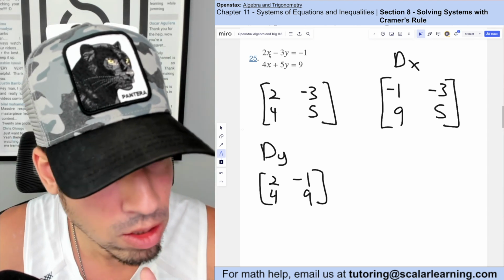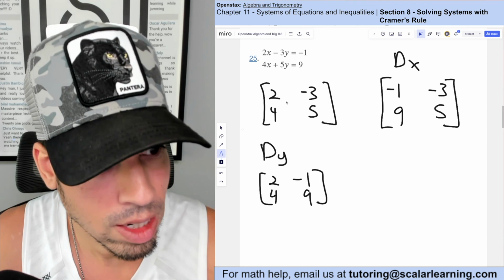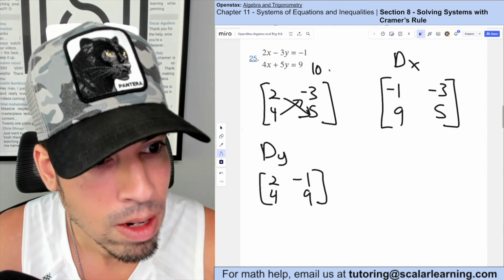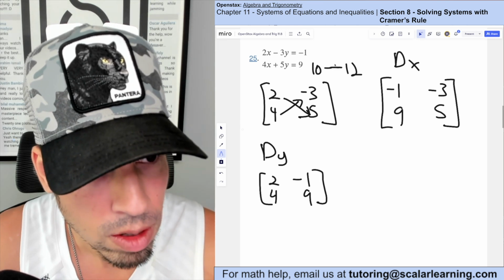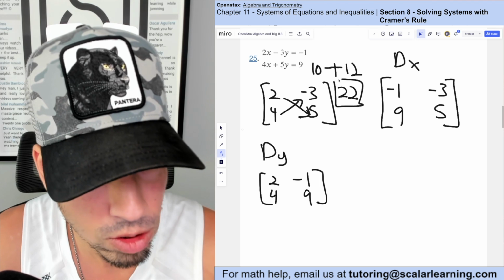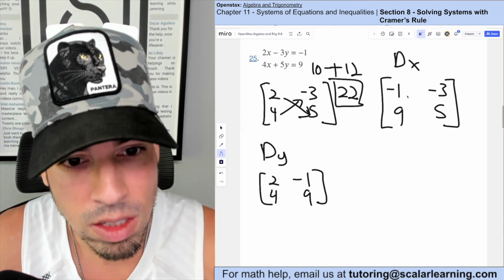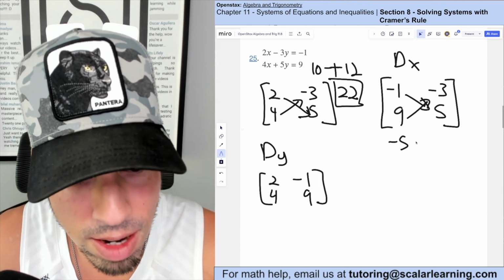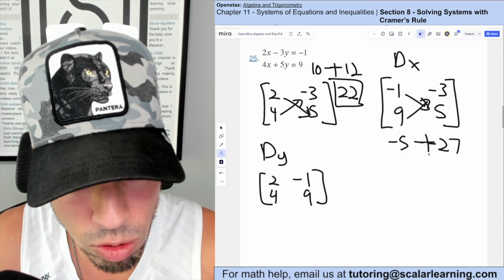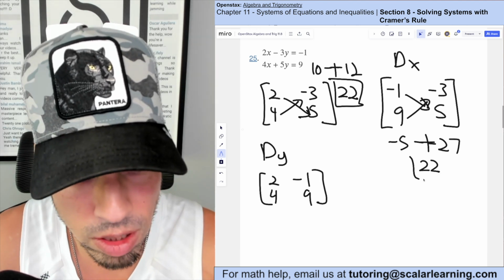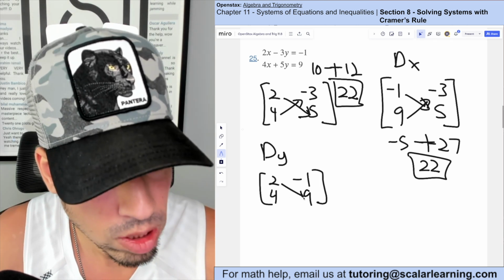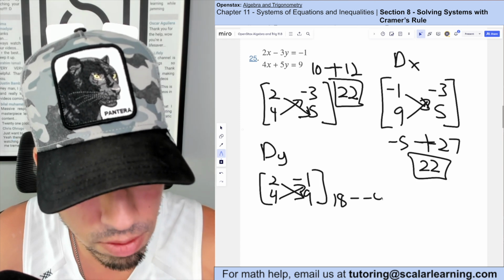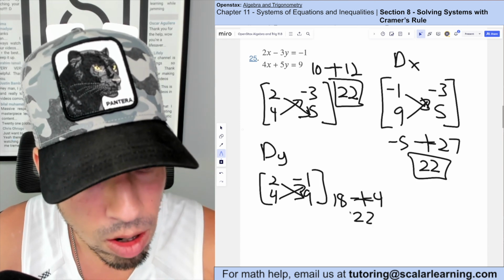So we got the main determinant of these coefficients. Again, it's going to be 2 times 5 minus 4 times -3. So it's going to be 10 minus -12, which gives us 22. So this is that determinant. Then this one is going to be -1 times 5 minus 9 times negative 3. So that's negative 5 minus negative 27. That turns into a plus. So again, we have 22. Very interesting. And then over here, we have 2 times 9 minus 4 times negative 1. So that's 18 minus negative 4. So look at that. All three are 22.